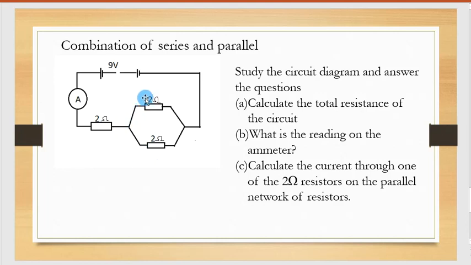The reason we say this is a combination is that if we thought of the resistance of these two parallel resistors as one, if we found their total, then their total is in series with this one. So these two are in parallel with each other, but their total resistance is in series with this one. So this is a combination. Let's look at the questions.